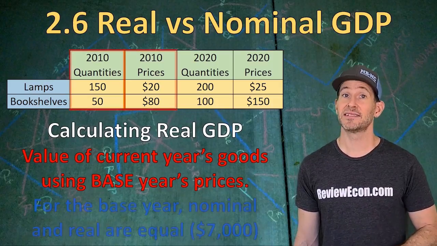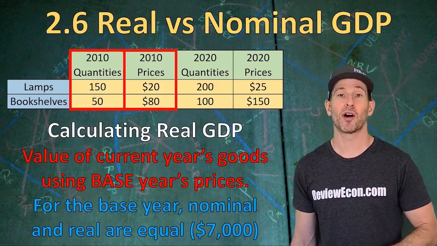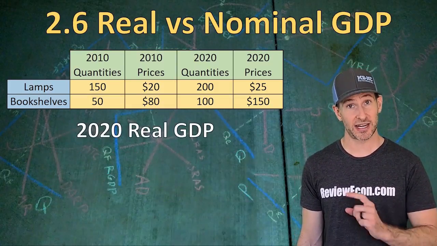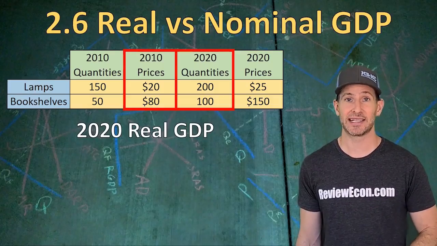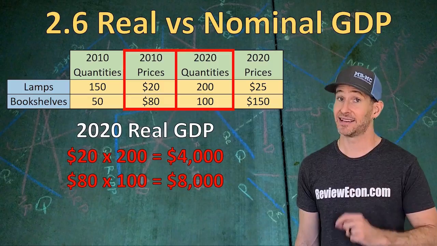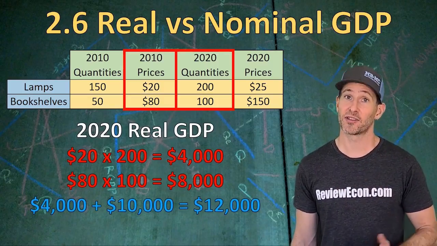For 2010, since it's both our current year and our base year, the real and the nominal are equal at $7,000. For 2020, we're going to use the 2020 quantities and the 2010 prices. That gives us a real GDP in 2010 prices of $12,000 for the year 2020.